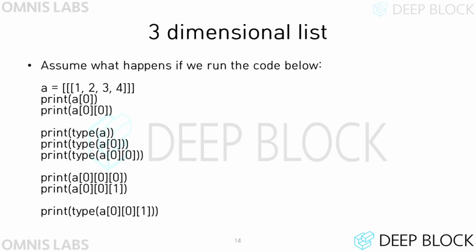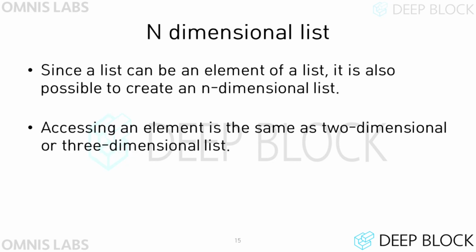Of course, the type of A is list. The type of A[0] is also a list, and the type of A[0][0] is also a list. And elements in A[0][0] can be accessed using square brackets as shown on the screen. Since we can put lists inside a list, it is also possible to create n-dimensional lists. And the way to access the elements in it is the same as accessing the elements in a two-dimensional or three-dimensional list.